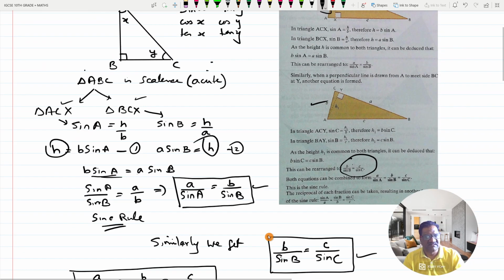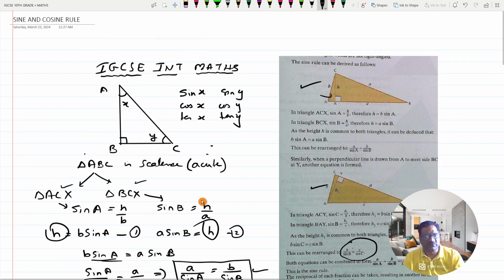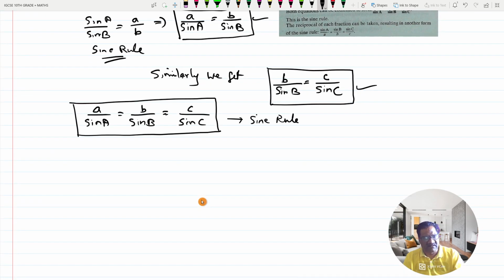This was a scalene triangle, isn't it? So this sine rule can be used to find the sine of an angle A or B or C, whatever the case may be, provided you have the other information as well. Okay, so that was the sine rule, and how the sine rule is derived, that I have tried to explain. Now, suppose you had an obtuse scalene triangle, not an acute.